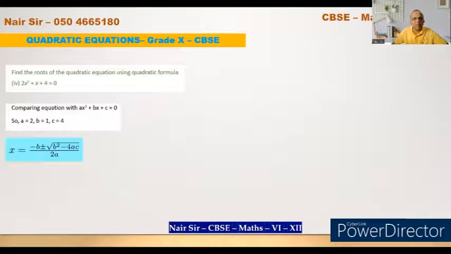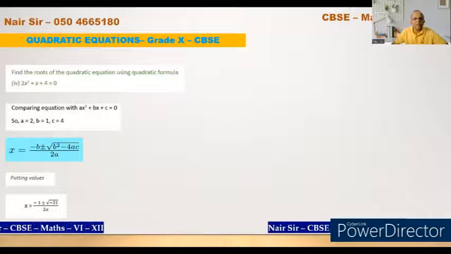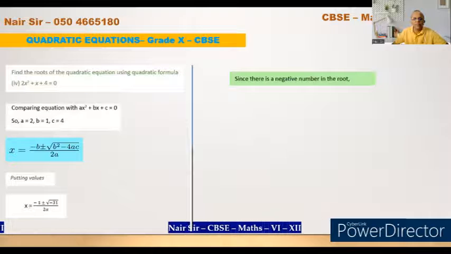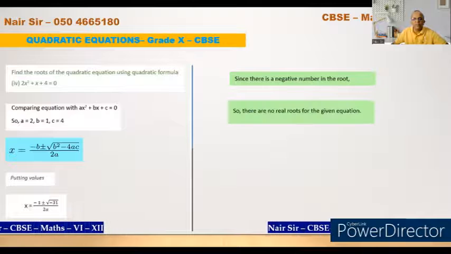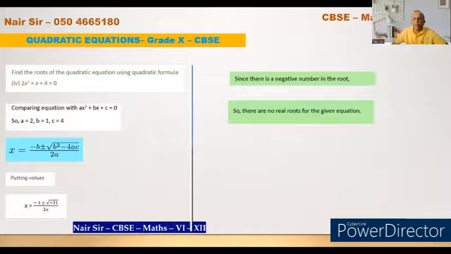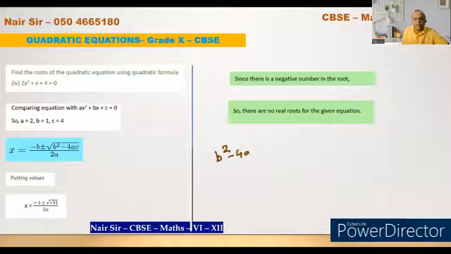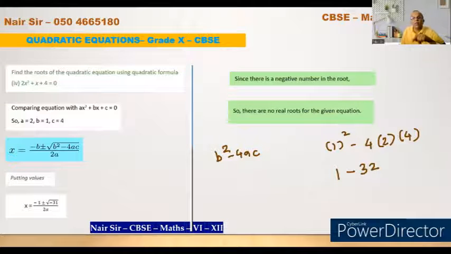I will not waste time on this. Okay. If you want, I will just solve this because it's a different question. I will only solve for D. B square minus 4ac. B is what? 1 the square minus 4 into a is what? 2. And what is c? C is also 4. 1 square is 1, minus 4 fours are 16, 16 twos are 32.